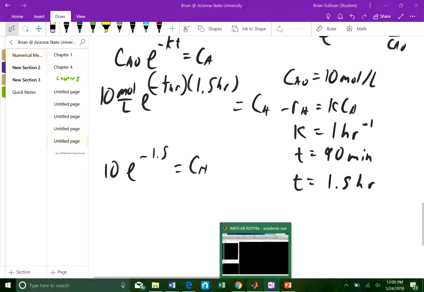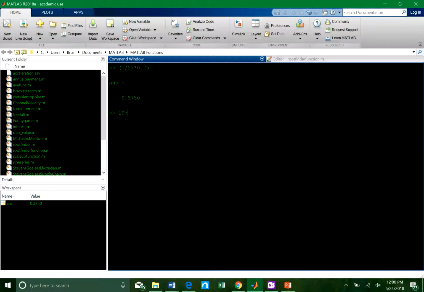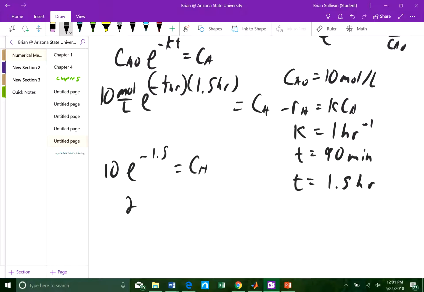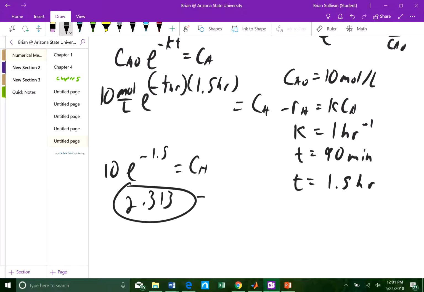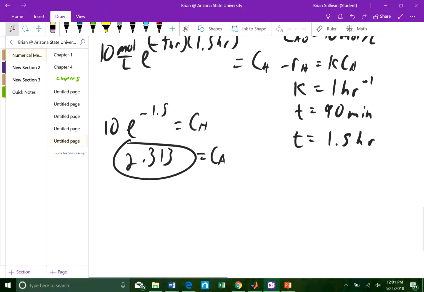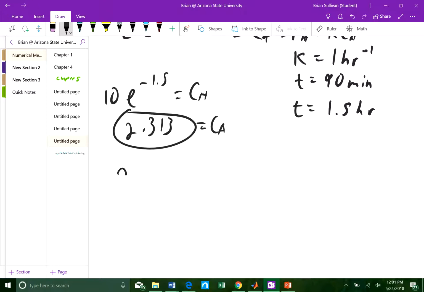Now I'm going to do this in MATLAB real quick. That should be negative. There you go: 2.2313. I hope this helped, guys. Make sure I did it right. Yep, everything's good. So this would be your concentration. And what units do we have there? We have moles per liter.